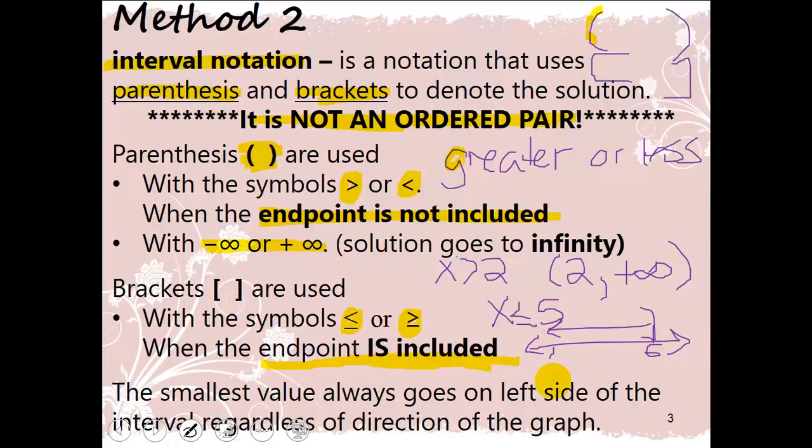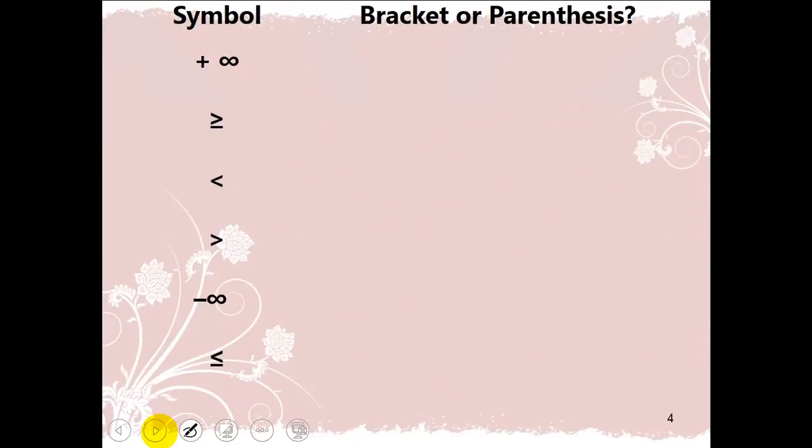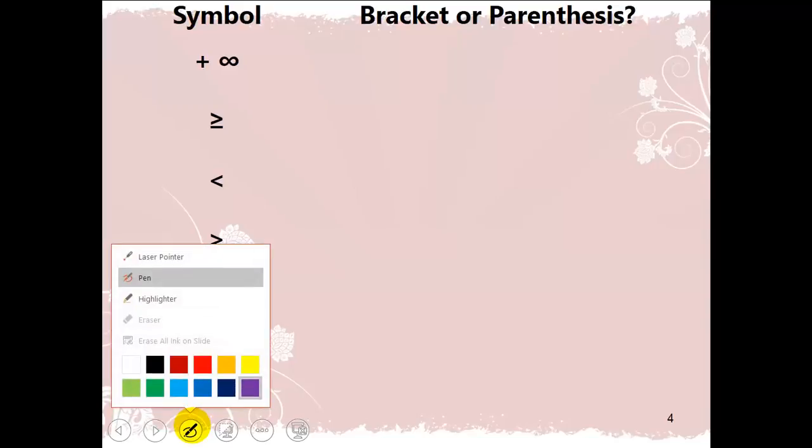So we're going to have negative infinity, parenthesis, negative infinity, and then 5 bracket. Negative infinity is a number that would be smaller than 5. It's going to go off to the left. Okay. So let's just think through what symbol we would use for a positive infinity.